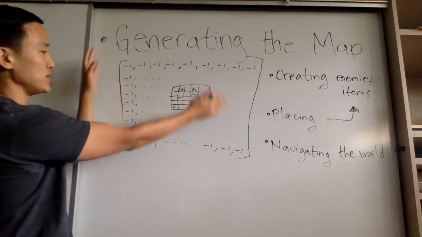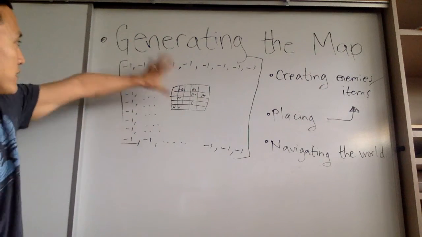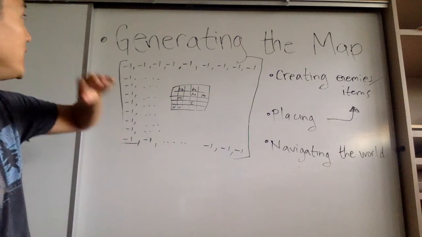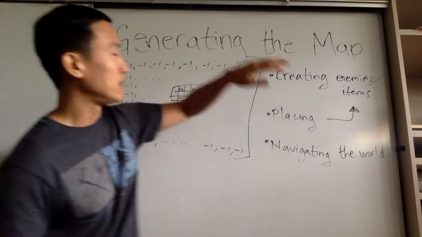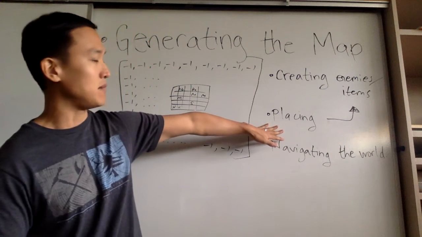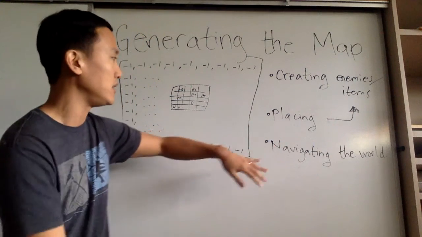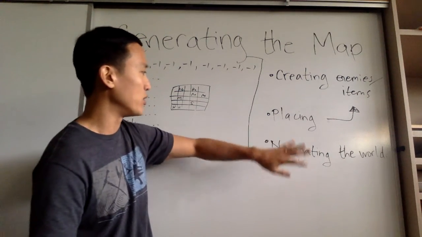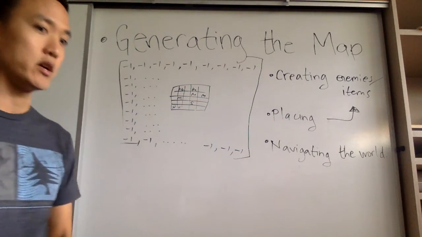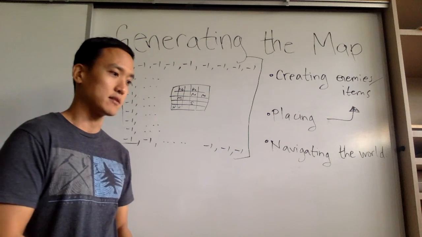So we're going to do it using a 2D array. So here we have the 2D array. This is happening in main, right? So this is what should be happening in main. You're generating the map. You're creating your items and your enemies. We're placing the enemies and the items onto the map, and then we're navigating the world. All of this is happening in main, and in main is where you're making your objects.